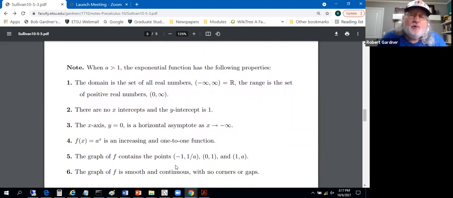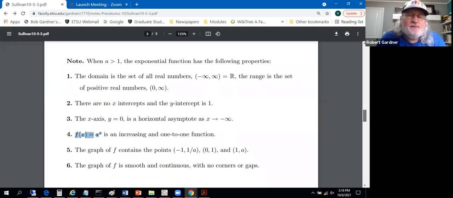The graph always contains the points (-1, 1/a), (0, 1), and (1, a). Remember, we're dealing with the function a to the x. So plug in -1, we get a to the -1, which is 1 over a. Plug in 0, we get a to the 0, which is always 1, at least for these values of a. And we plug in 1, we get out a to the 1, or simply a itself. So that gives us three key points, as the book has called them in the past, when we deal with graphs. The graph is smooth and continuous with no corners or gaps.